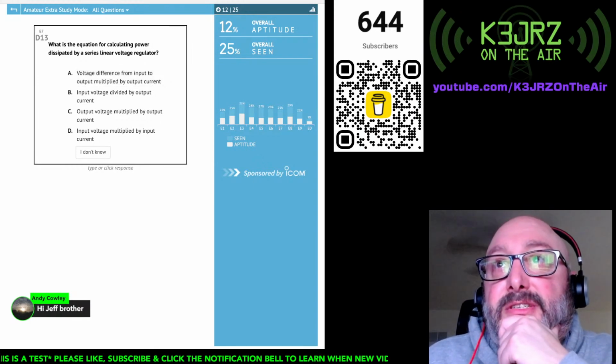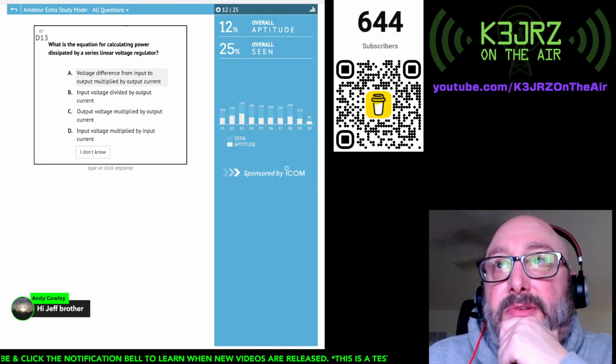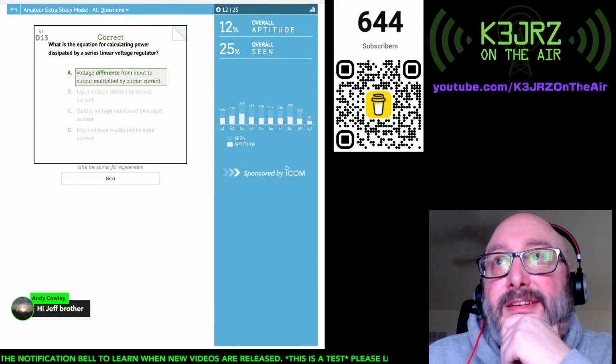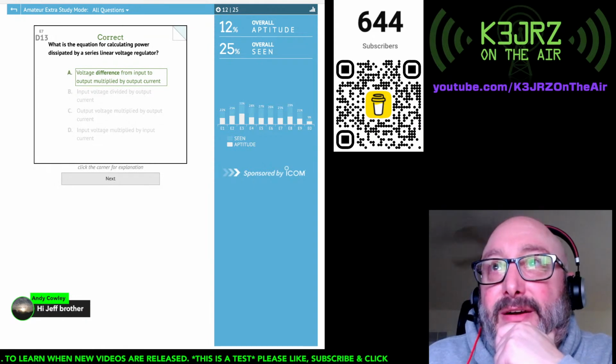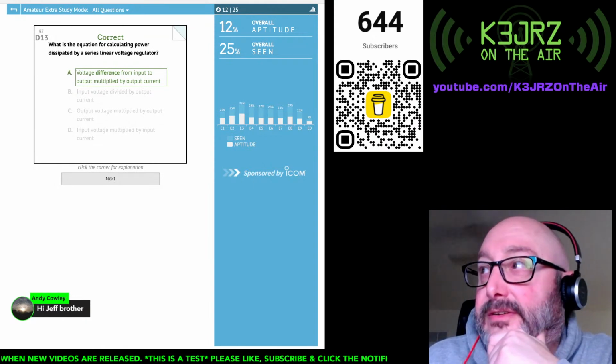What is the equation for calculating power dissipated by a series linear voltage regulator? I don't know. Lucky guess. Voltage difference from input to output multiplied by the output current.